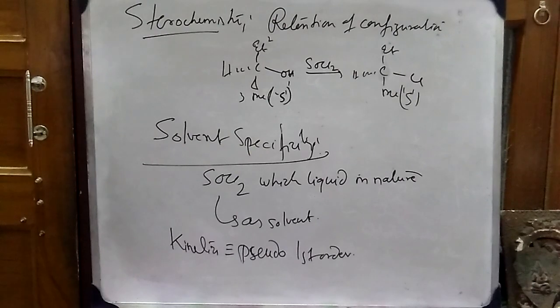We have studied the irony of SNi with SN1 and SN2, the mechanism by which a poor leaving group is being substituted by a good leaving group, its solvent specificity, the kinetics, and everything. We will discuss these types of reactions more in our upcoming videos.